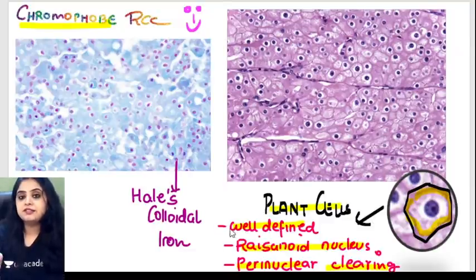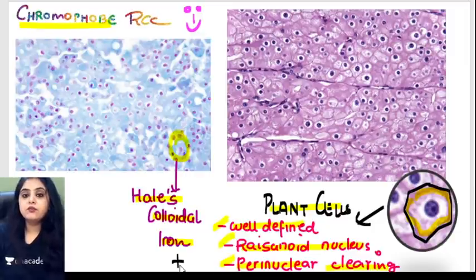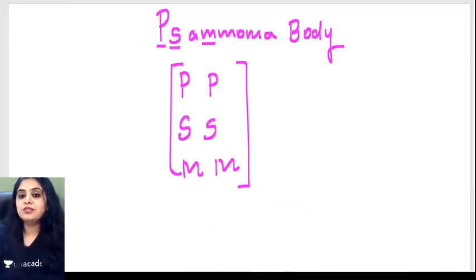Guys, this plant cell, well-defined outlines, raisinoid nucleus, perinuclear clearing, that is what is known as a cell seen in chromophobe RCC. And can you see this bluish color stain? These cells are positive for a stain called Hale's colloidal iron, which is an examiner's favorite. Well, obviously RCC gets you a lot of questions, but from the image point of view, these are the questions that you can get for image identification. I hope you'll be writing down the answer of the day, that is, where all do we see psammoma bodies.